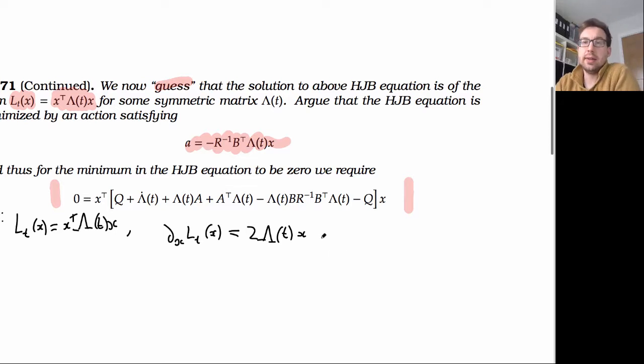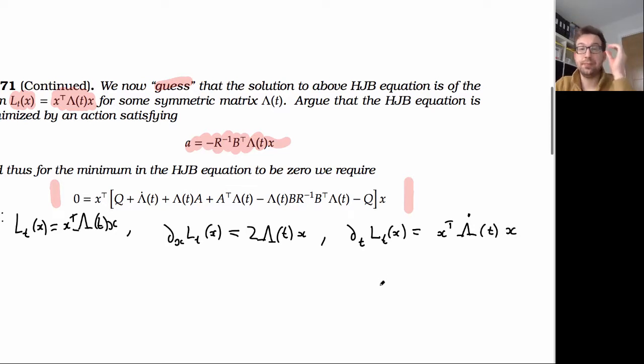All right. Further, I can differentiate it with respect to time. Assuming that this function Λ(t) is differentiable, I'm going to end up with the derivative of each component of this matrix, so x^T Λ̇(t) x, where Λ̇ means the derivative of each component of this matrix. Okay, right, so that's fine.